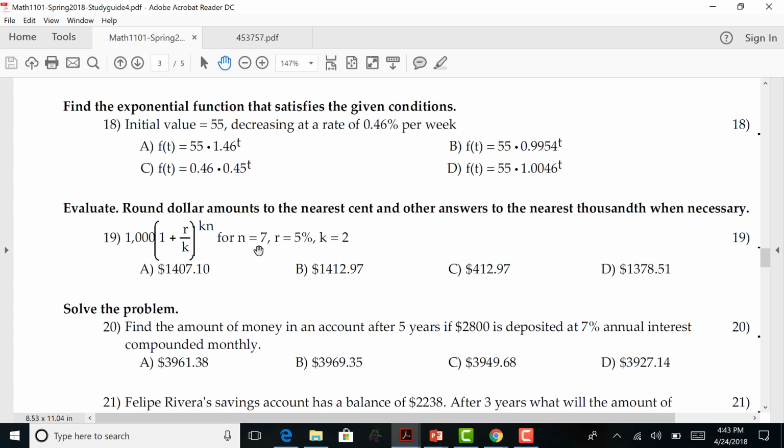Did y'all all get the same thing? Did you put it in there right? Do you have the fraction button on your calculator? Well, you don't need it for this one. When you type this one in, you actually put in 1,000, parentheses, 1 plus 0.05 divided by 2, raised to the n times k power, which is 14. Did you type it that way?